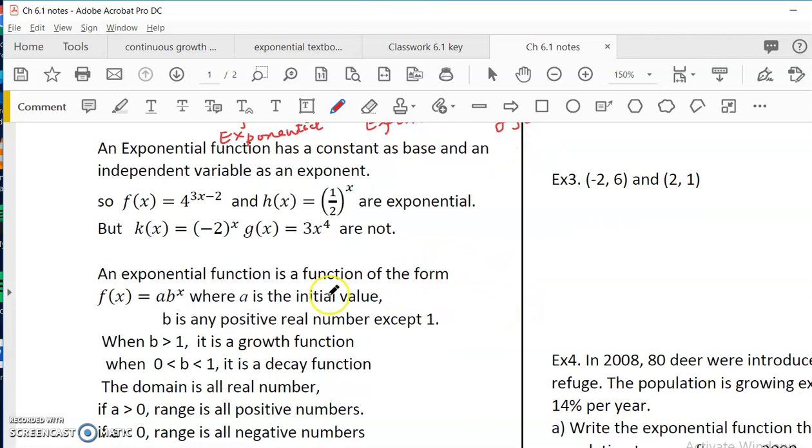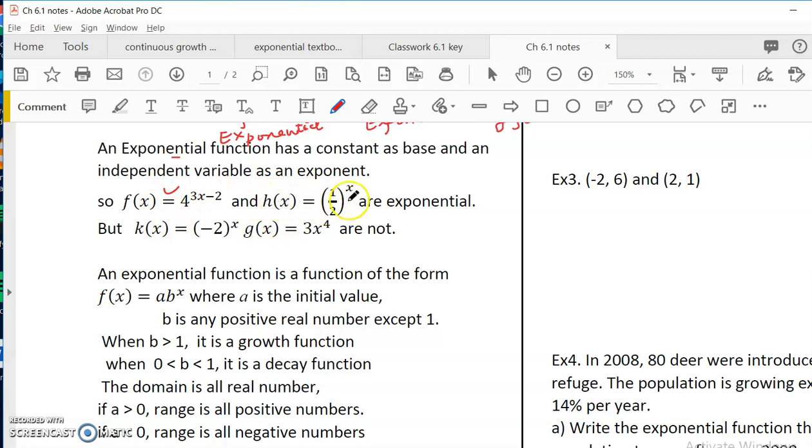What about in a formula? We looked at data, we looked at graphs. Let's look at how an exponential function behaves as a formula. An exponential function always has a constant base. It involves an exponent, so it would have a constant base and a variable exponent. Let's look at this. 4 is the base. 3x minus 2 is the exponent, and that's where our variable is. So this is an exponential function.